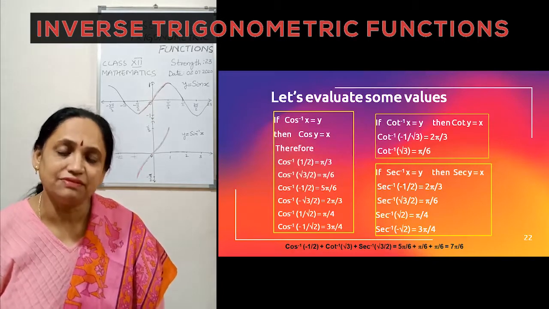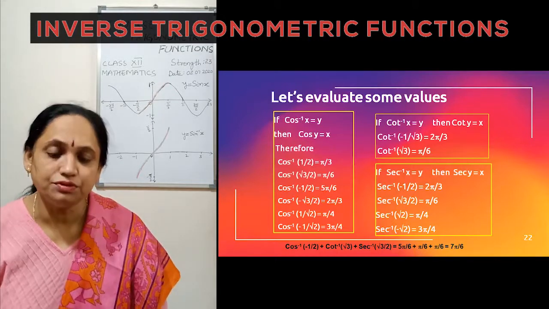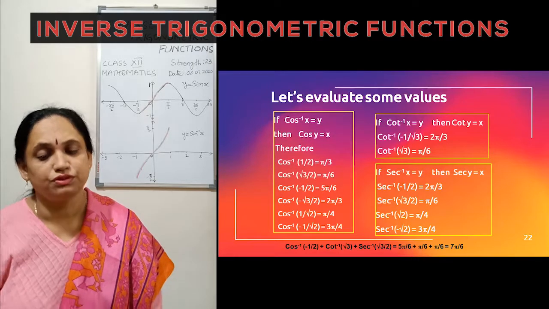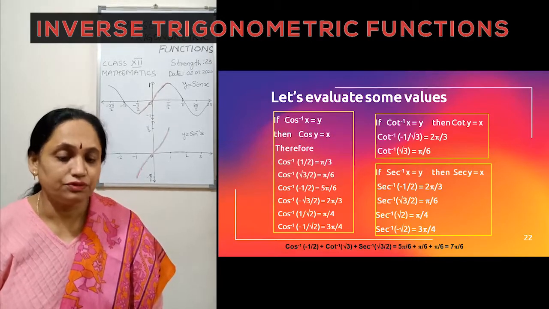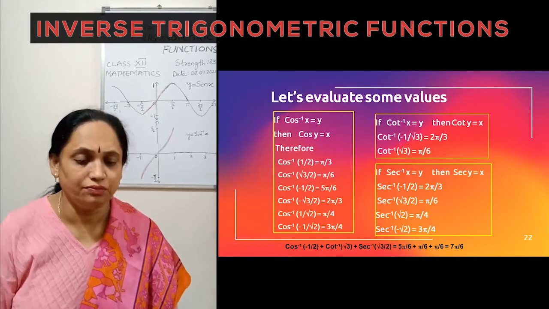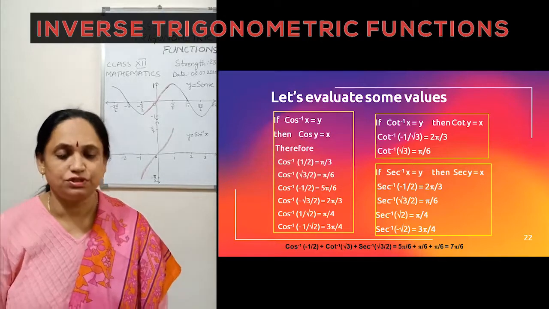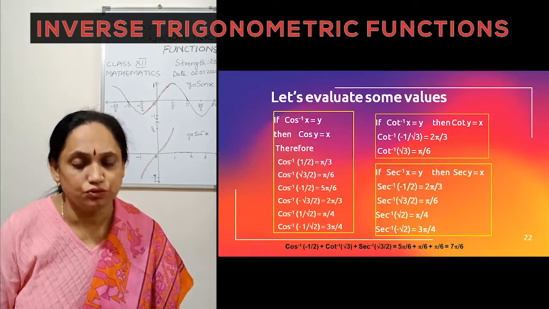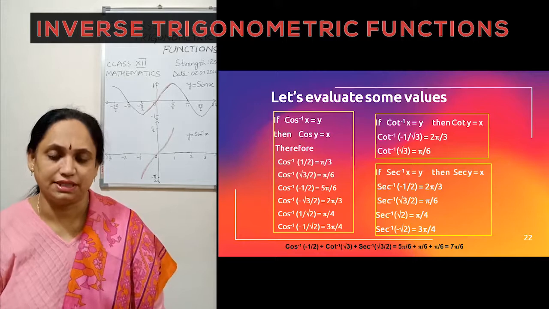Secant inverse minus 1 by 2 is 2 pi by 3. Secant inverse root 3 by 2 is equal to pi by 6. Secant inverse minus root 2 is equal to 3 pi by 4. And these values are going to help us evaluate few questions, like we have one below. Cos inverse minus 1 by 2 plus cot inverse root 3 plus secant inverse root 3 by 2 would be equal to, when you put the values and simplify, you get 7 pi by 6.